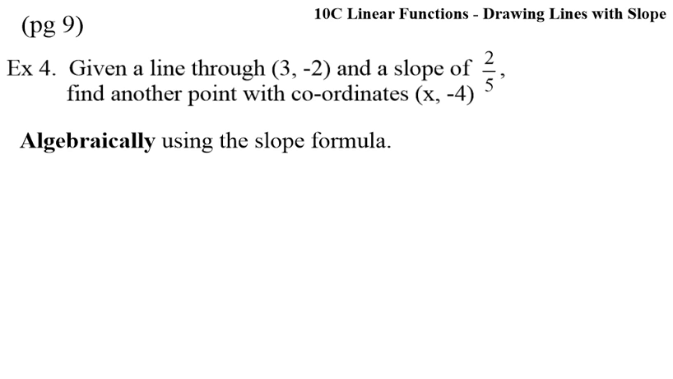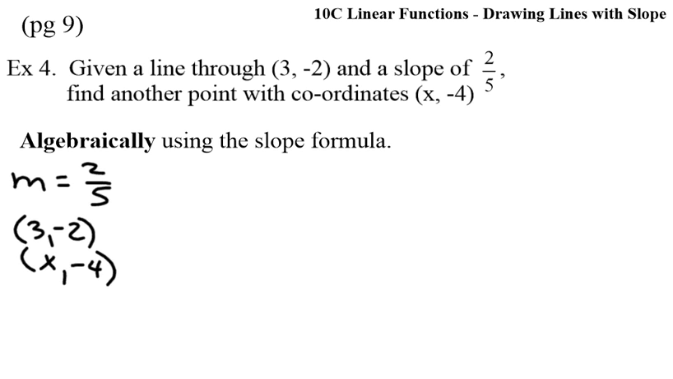Know what you're working with. What do we have? We have a slope of 2/5. We have a point (3, -2), and we have a second point (x, -4). Well, let's use all of this together with the slope formula, knowing change in y over change in x.